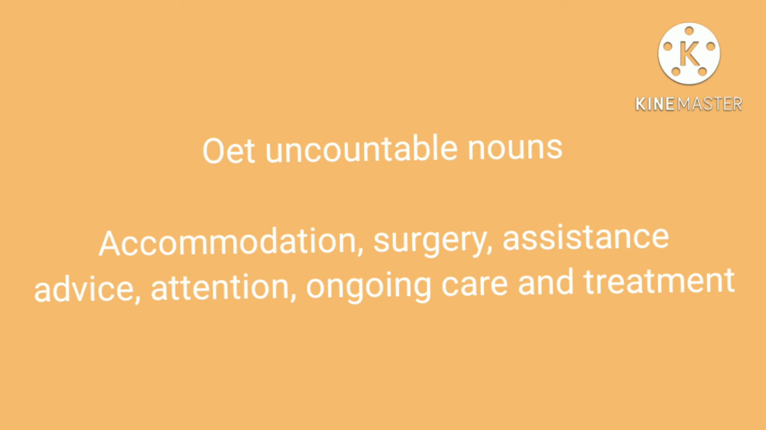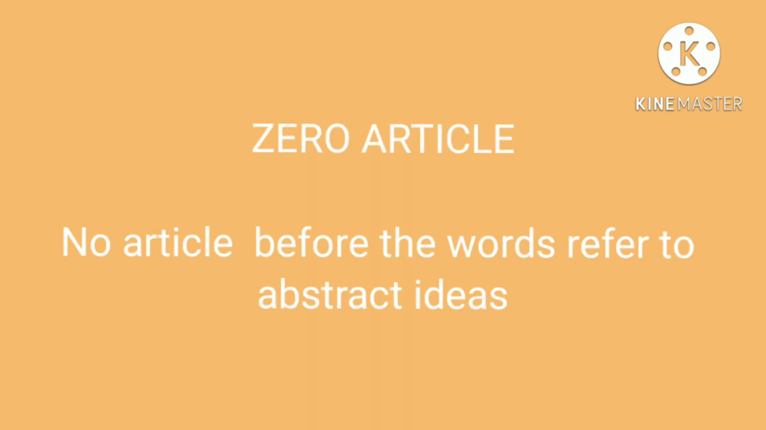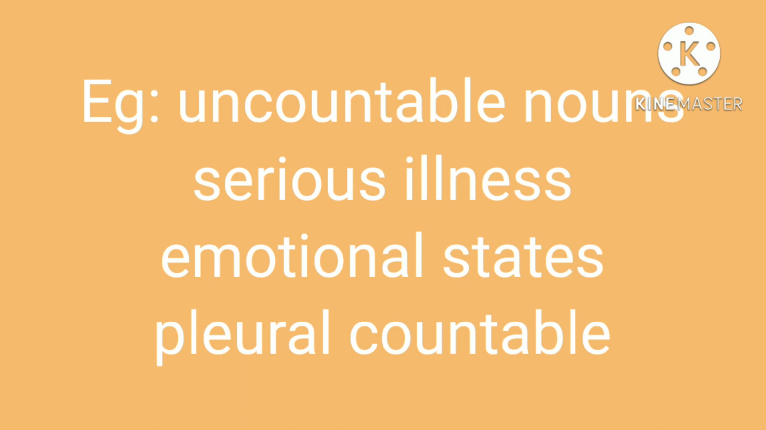In OET, what are the uncountable nouns? We use accommodation, surgery, assistance, advice, attention, ongoing care, treatment. So we will not use any article before those. Next comes the zero article. Often the article is omitted before nouns that refer to abstract ideas. For example, let's go out for dinner tonight. We will not say let's go out for a dinner tonight. That's wrong.